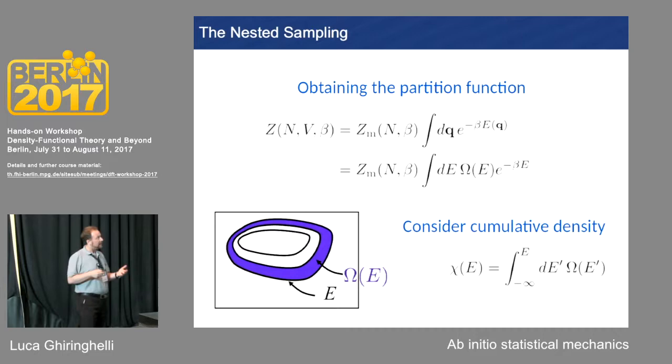So at the beginning, I said that there is a problem when you want to directly sample the partition function. Well, there is another method that I have no time to explain here. Historically, the first method that tries to address directly the partition function evaluation is called Wang-Landau. And then there is nested sampling. So I had to choose one of the two, and I prefer this one.